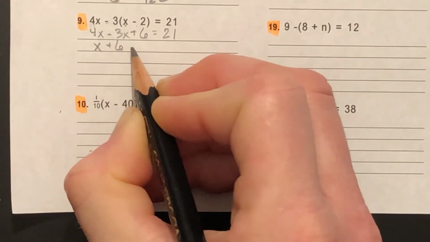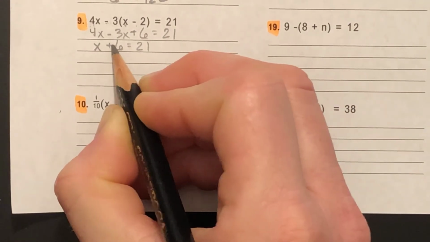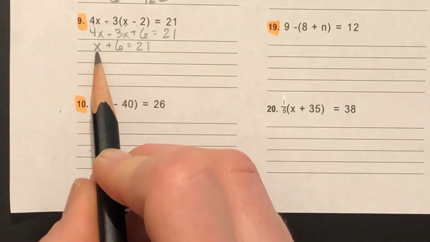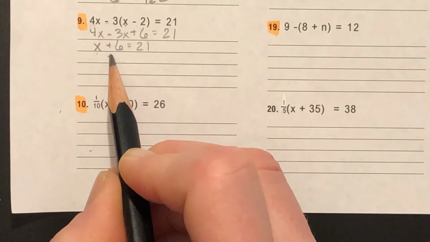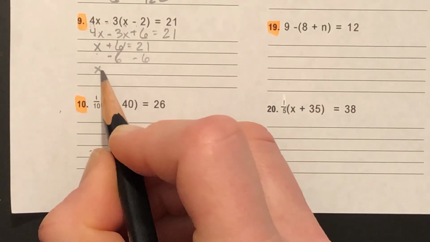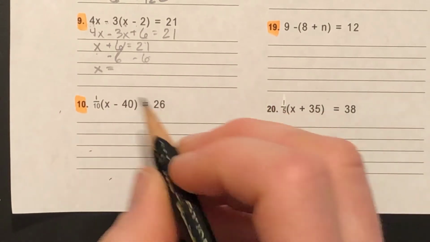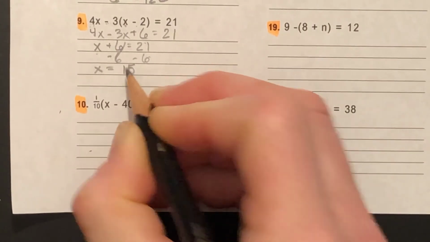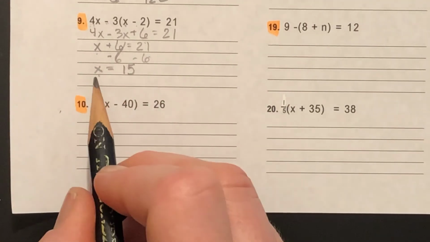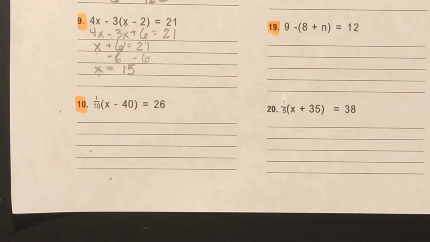Plus 6 equals 21. How nice. I will isolate just the variable term by subtracting 6 from both sides. That gives me x equals 21 minus 6, which is 15. And since the variable term is just the variable and no other coefficient besides 1, I'm done.